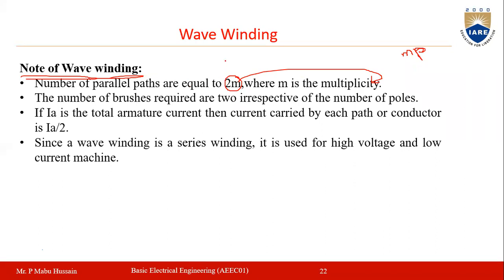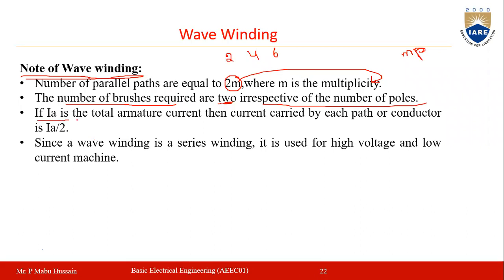For a simplex winding, you will have only 2 parallel paths, and if you have a duplex winding, then 2 times 2, that is 4. For a triplex winding, you will have 6 parallel paths like this. The number of brushes required here will be only 2, irrespective of the number of poles. But in case of lap winding, the number of brushes will be equal to the number of poles.